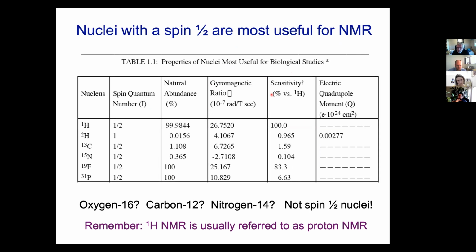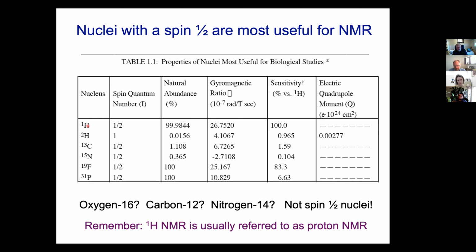So this is the table that you're going to have to remember, because these are the most important nuclei for NMR spectroscopy. And you can see these are protons, carbon 13, nitrogen 15, fluorine 19, and phosphorus 31, right? And they're all spin 1/2 nuclei. The only one that's not a spin 1/2 nucleus is deuterium.